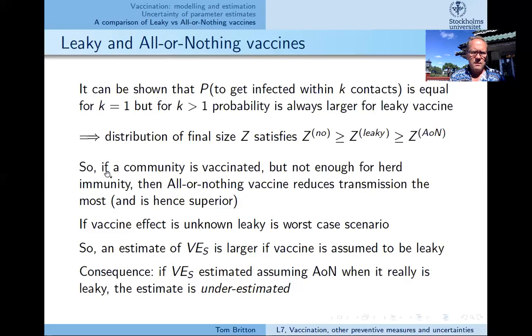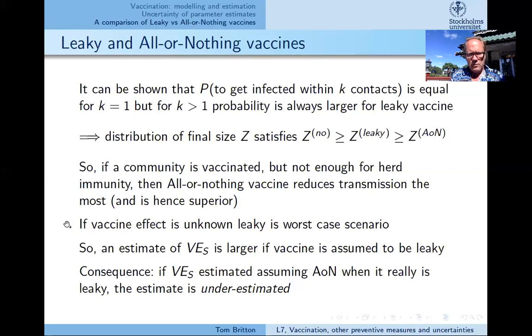This means that if a community is vaccinated, but not enough people are vaccinated for herd immunity to appear, then the all or nothing vaccine reduces transmission the most. It is, in a sense, the better one. So if you have two vaccines with the same efficacy, one all or none and the other leaky, the all or none is better.